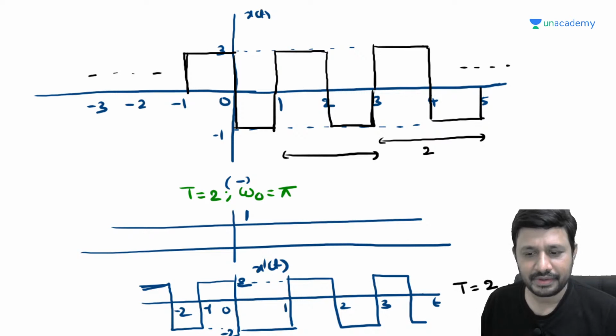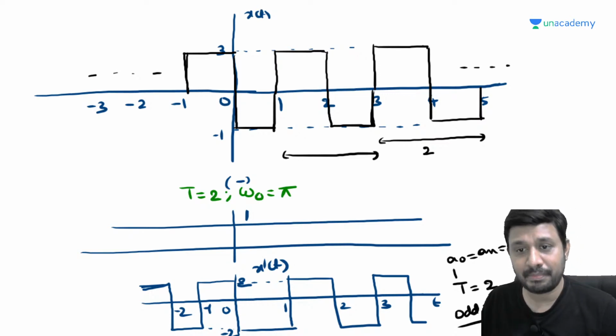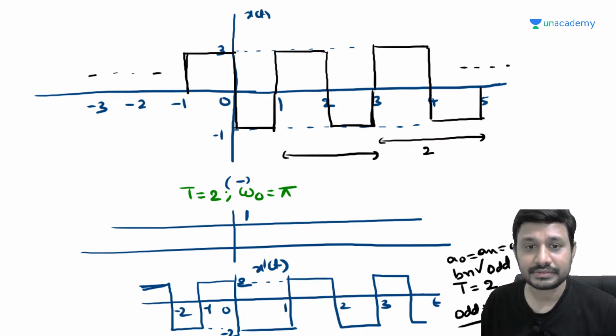Omega naught will be pi, and it is odd and half wave as well. So here odd means what? A0 and AN will be 0. As it is half wave, BN exists only for odd harmonics.